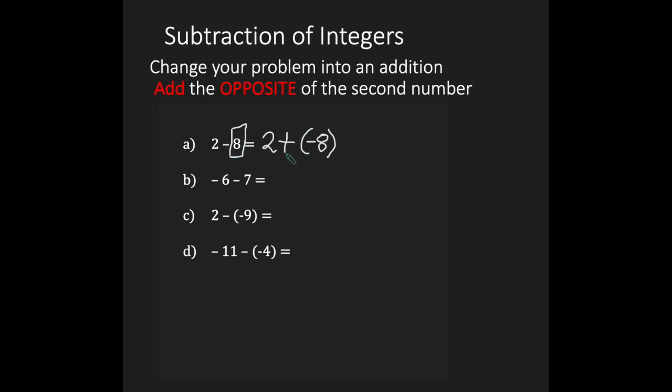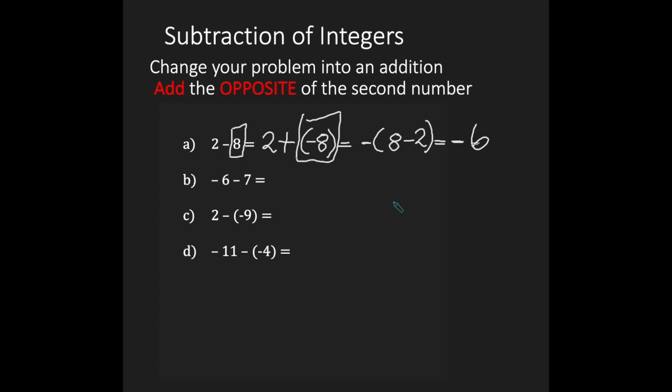And remember our rules for adding integers? When the signs are different, such as this, you will perform a subtraction. 8 minus 2. Who's the bigger here? The bigger number is the 8. So we're going to keep the negative. So my answer is negative 6.